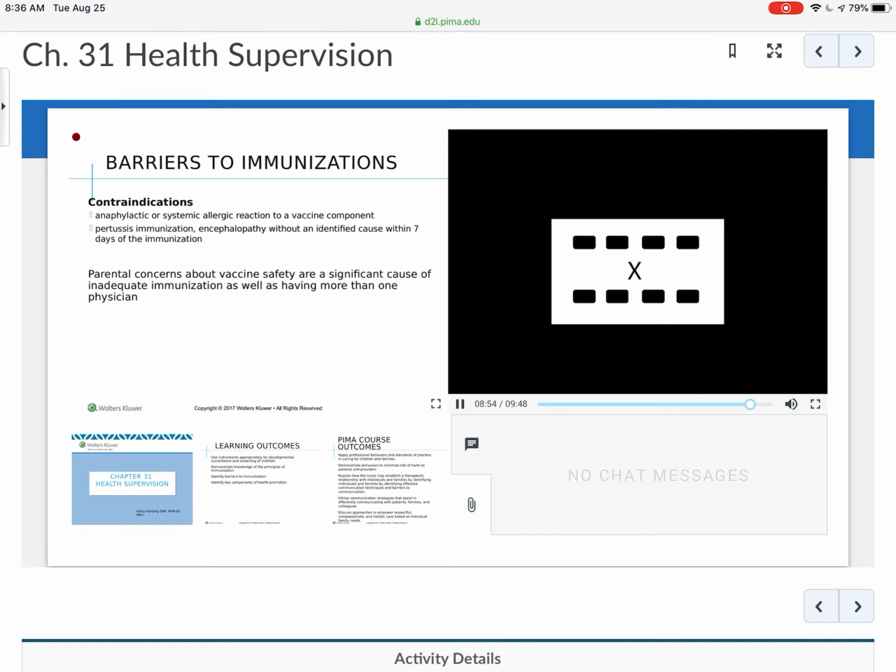Parent concerns about vaccine safety are a significant cause of why kids aren't getting vaccinated, as well as moving from doctor to doctor, losing records. One of the important questions to ask is, where and when did your child have their last immunization? Instead of, are they up to date? Because it's easy for parents to say yes, but where did they have it, and what was the last one they had? Because that can also give you a guide into what they're missing.